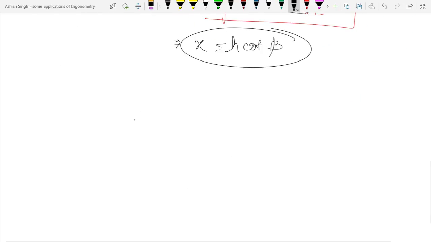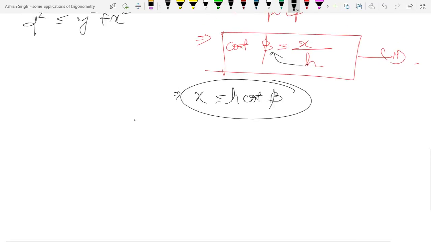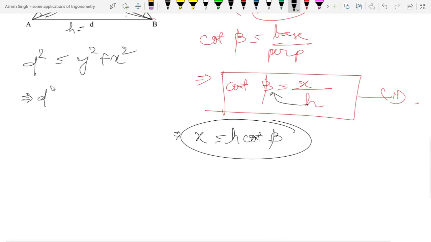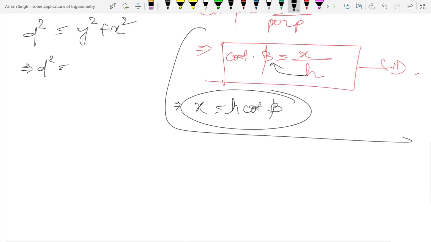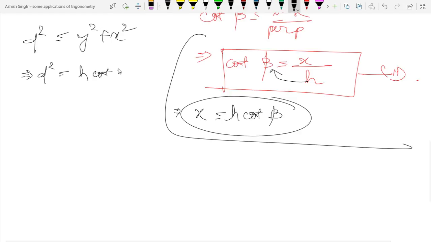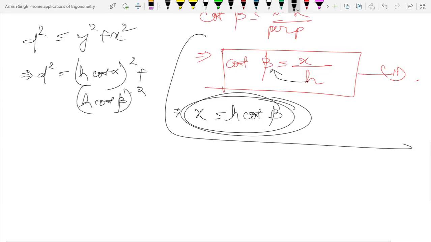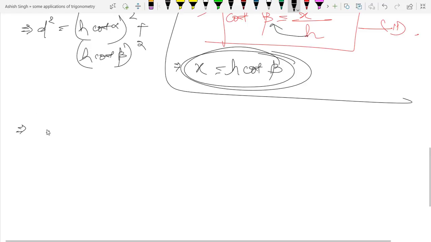Okay, d square is equal to y square plus x square. So I can say that d square is equal to, if I keep it in this way, y square. What is the value of y? H cot alpha. So I can write this as h cot alpha square plus, what is x square? H cot beta square. Okay, so if I proceed now, d square is equal to h cot alpha square, that is h square cot square alpha, plus h cot beta square, h square cot square beta.